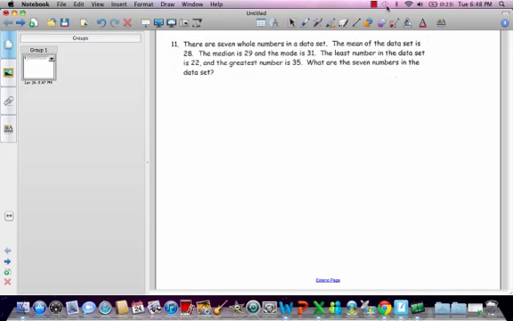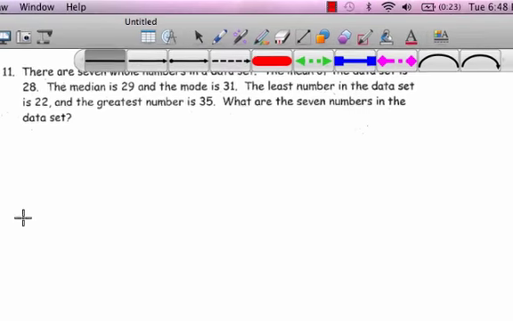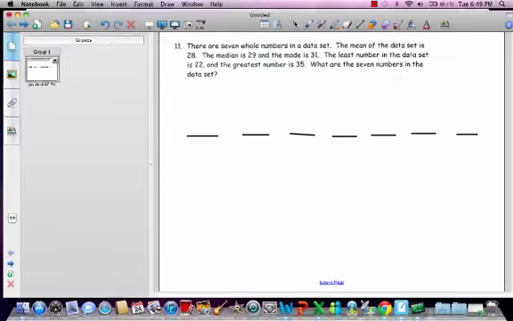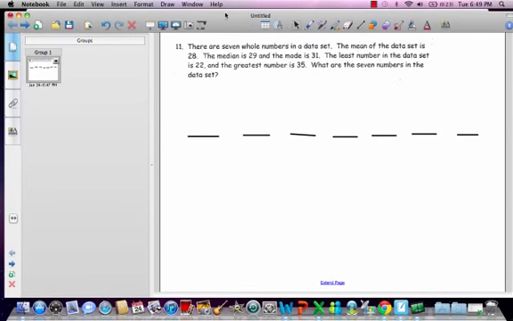Alright, there are 7 whole numbers in a data set. The first thing we're going to do is write down 7 spaces here for those numbers to be. So 1, 2. Alright, so we've got 7 spaces there, and then they say the mean of the data set is 28. That's going to be important to know, but right now it's not going to be able to help us. So we'll just highlight that.